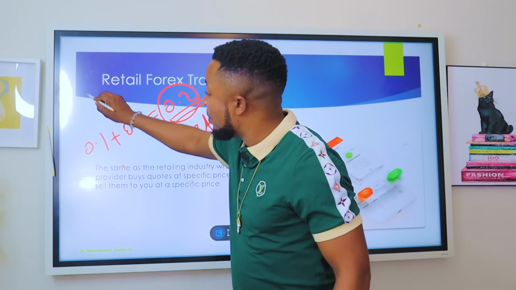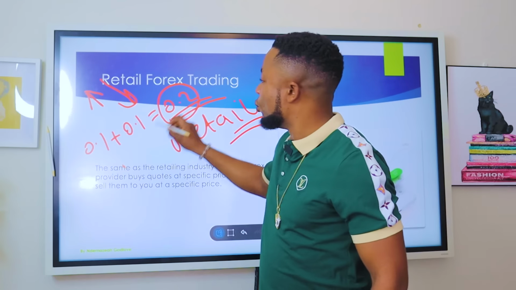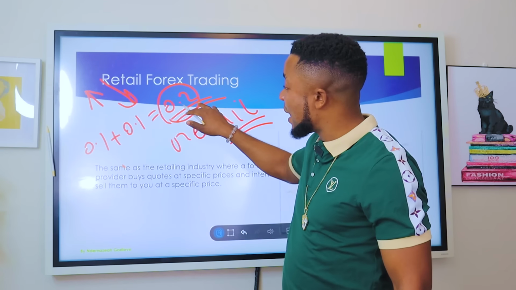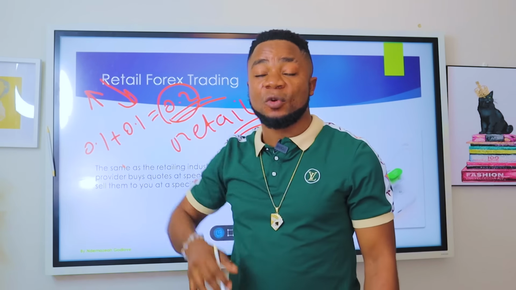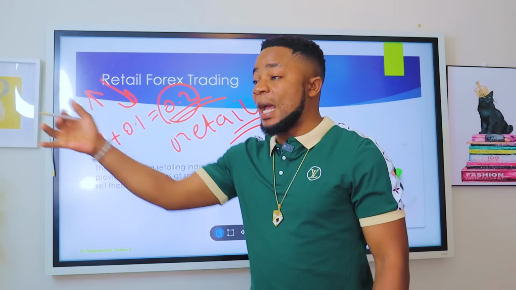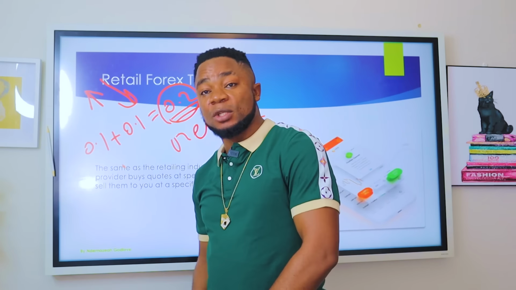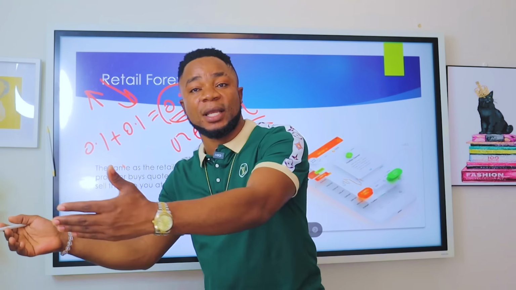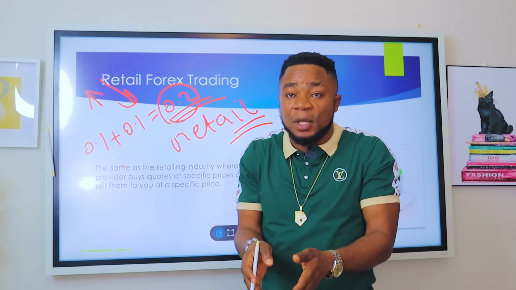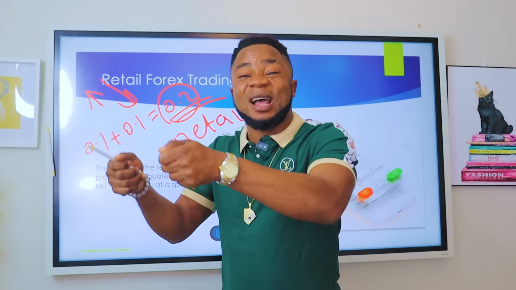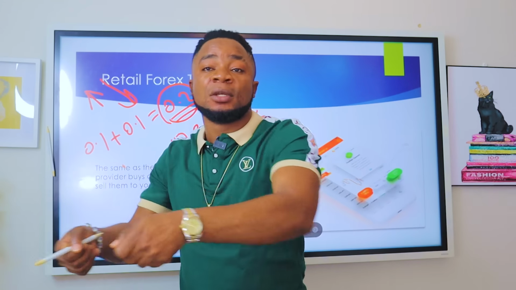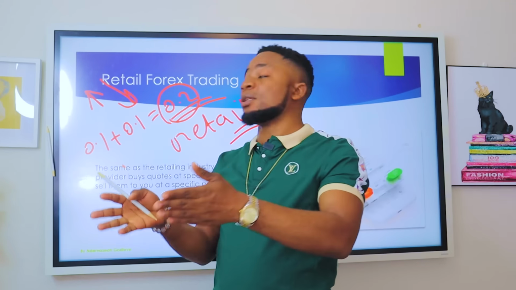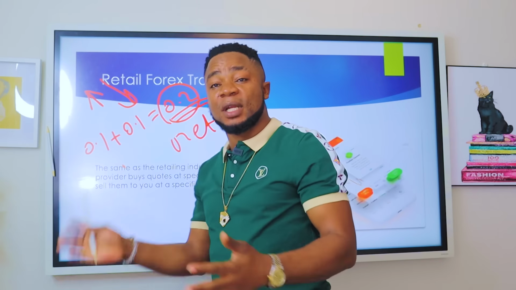Anytime you place a buy or sell, you automatically pay this spread. Inside this spread, they already have the value that they're paying the liquidity providers, and they also have a value that is going to their pocket. It's the same as the retail industry. When you buy something from a supermarket and you want to retail it in your shop, before somebody buys, you must have added your profit to that particular commodity you are selling. So that's what they call the retail forex industry.